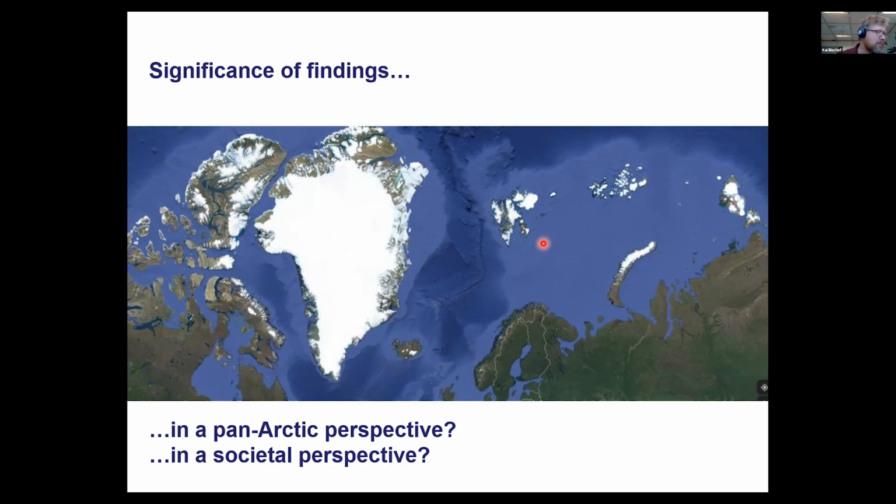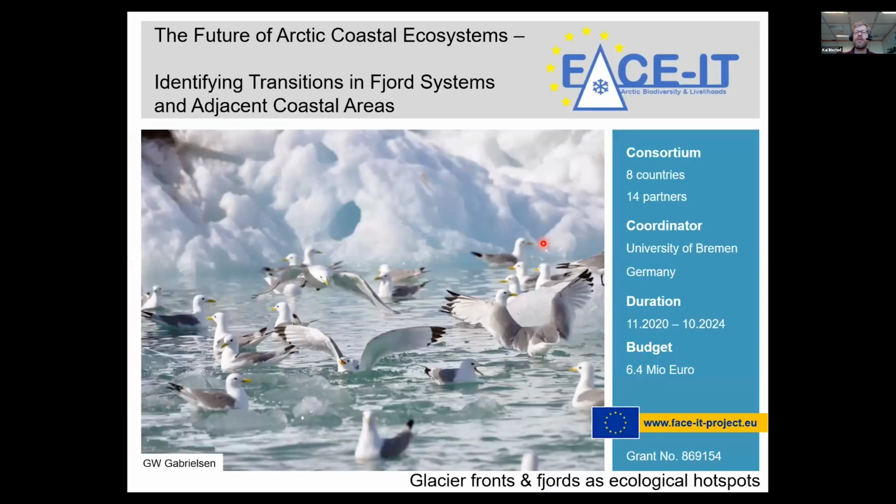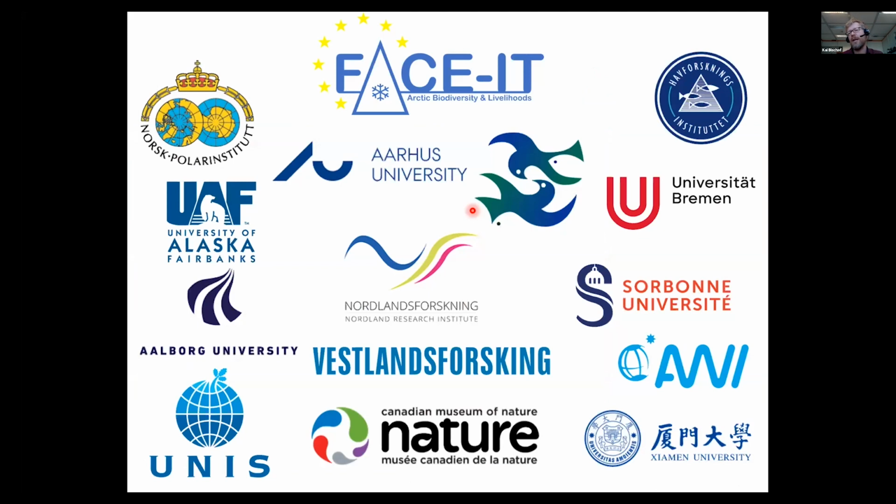To explore this, we have started a very new, large project, which I would just like to briefly introduce to you. This is a European project called FACEIT. FACEIT stands for the Future of Arctic Coastal Ecosystems, Identifying Transitions in Fjord Systems and Adjacent Coastal Areas. It's a large research consortium of about 14 partners from 8 countries. And I'm telling you this because you should know about this, because this may also offer opportunities for you to cooperate and maybe work in one or the other of the FACEIT partner institutions, which you can see here.